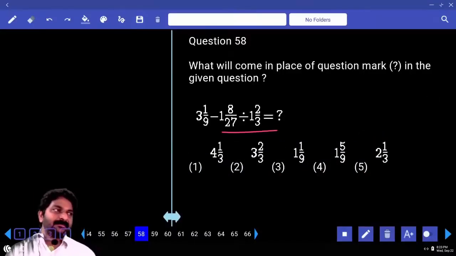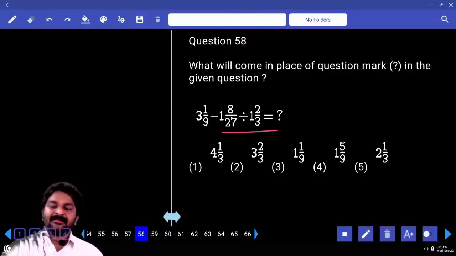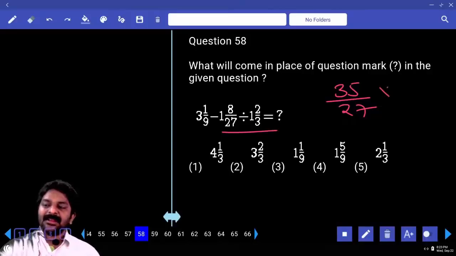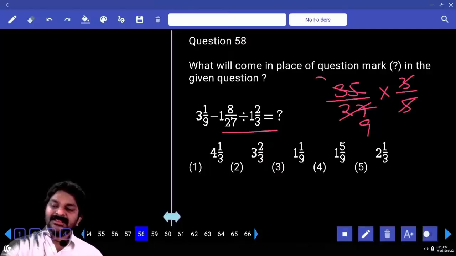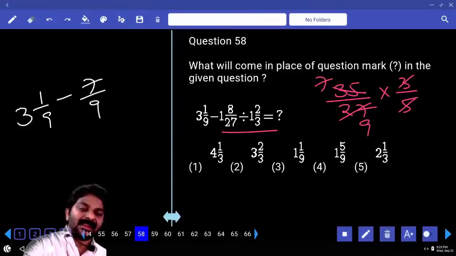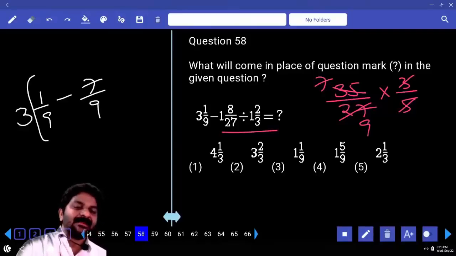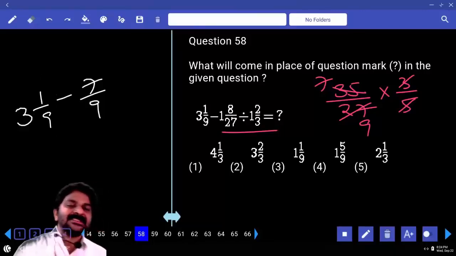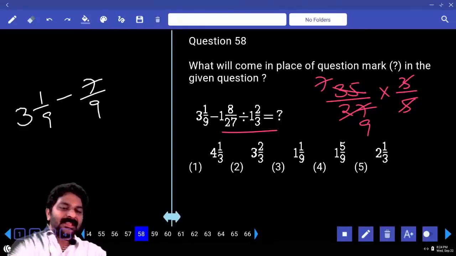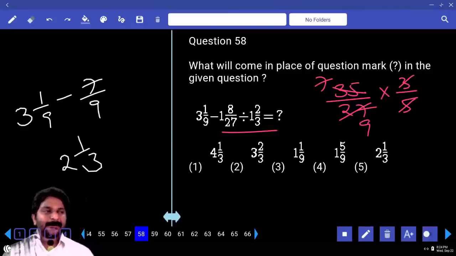Let us first complete the division part. 1 8 by 27. That we can write as 35 by 27. Correct? Divided by 1 2 by 3, in the sense 5 by 3. That can be written as into 3 by 5. 3 9 times, 5 7 times. So 3, 1 by 9 minus 7 by 9. First of all, if you subtract 7 by 9 from 1 by 9, still how much is left? 6 by 9 minus 6 by 9, that is minus 2 by 3. 3 minus 2 by 3, that is 2 1 by 3.